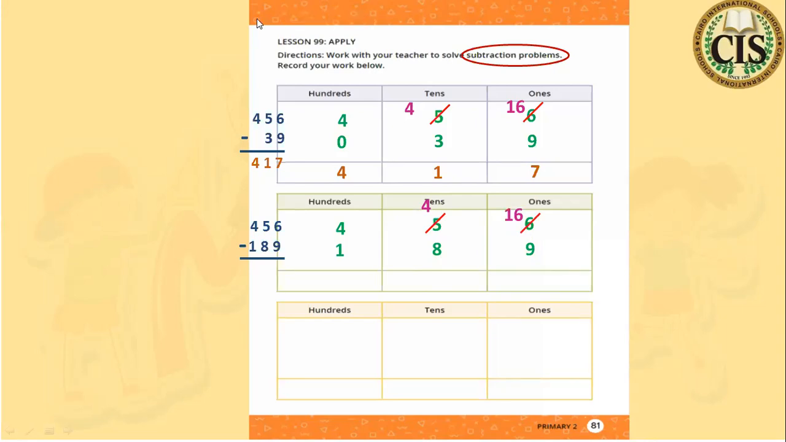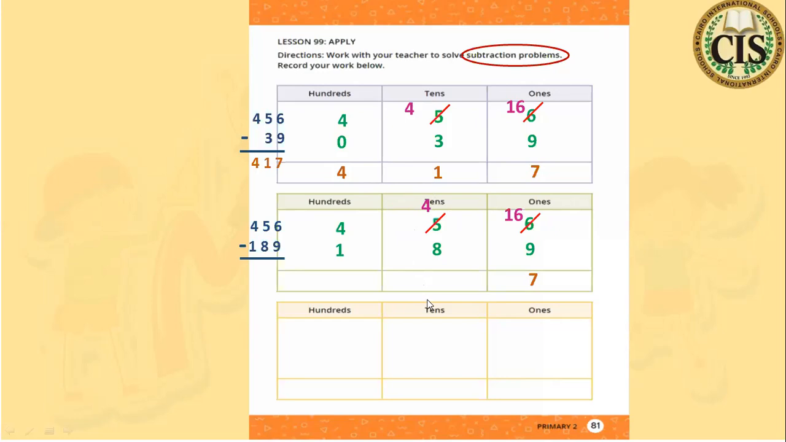Now we have more on the top. So we can subtract easy. 16 minus 9. After 9: 10, 11, 12, 13, 14, 15, 16. How many fingers? 7. 4 minus 8. Focus with me. 4 minus 8. Now do we have more on the top? No, we have more on the floor. So we will go to next door again and knock, knock, knock.